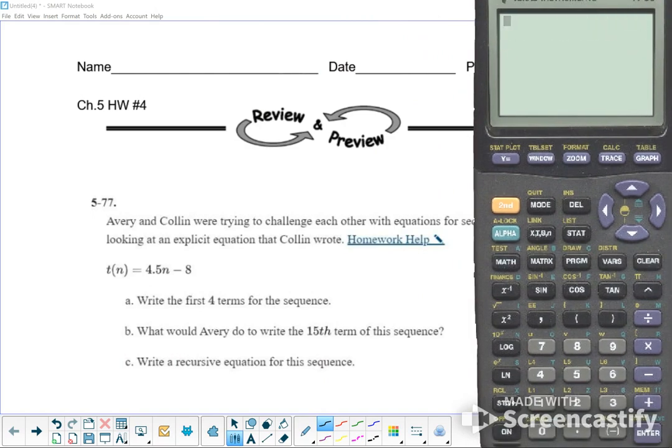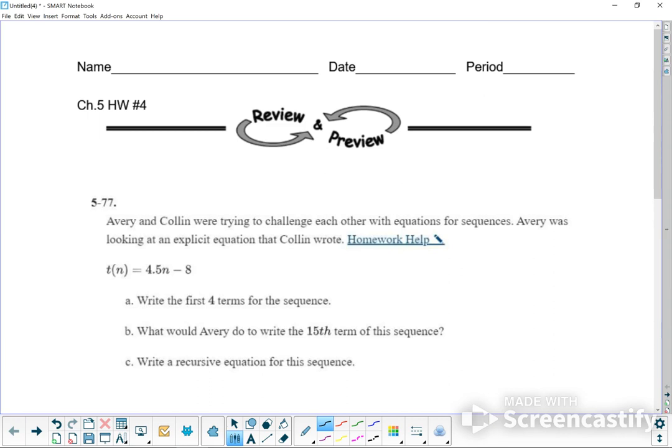Okay, so this one says Avery and Colin were trying to challenge each other with equations for sequences. Avery was looking for an explicit equation that Colin wrote. So write the first four terms. Since this is an explicit equation already, you can find the answers really easily by putting in the numbers, and you don't have to find the term before it. Since we need the first four terms, we can just put in term 1, term 2, term 3, and term 4.